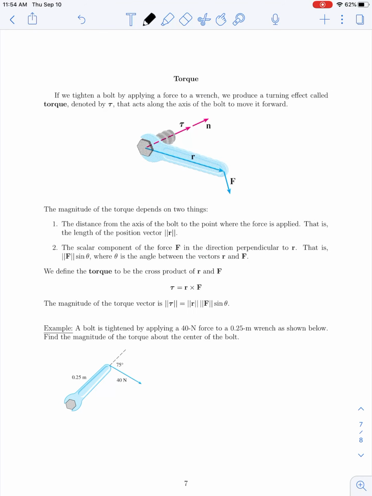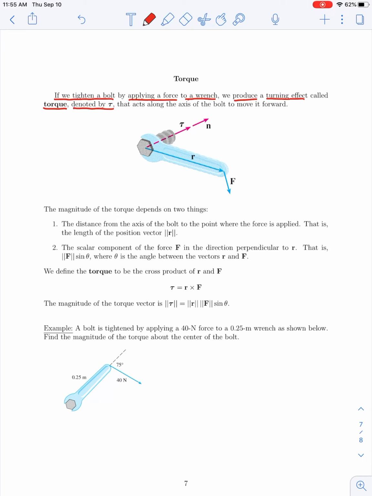So the next thing that we'll talk about in this lecture, which is the last part of our section 2.4 material, is another application of the cross product in physics or engineering in defining torque. So let's consider the following problem. Suppose that we are tightening a bolt by applying some force to a wrench. This will produce some turning effect, which we refer to as torque, and it's denoted in our course as a bold-faced tau.